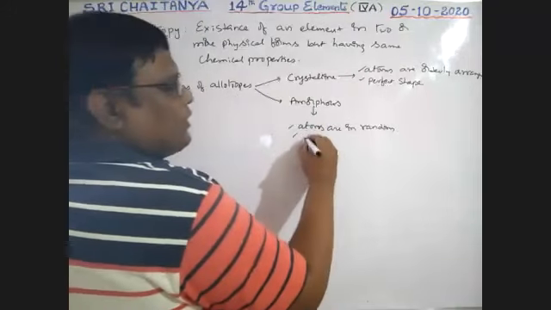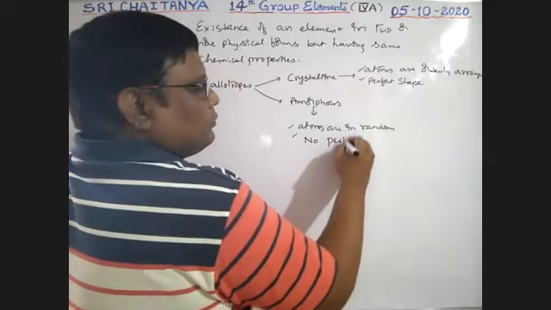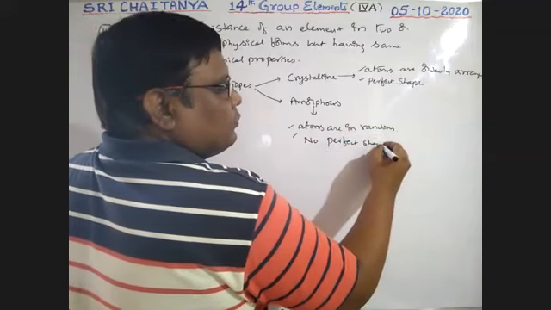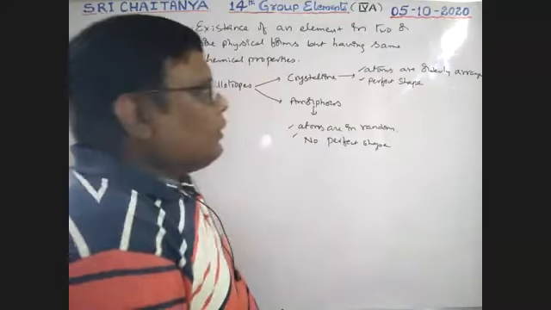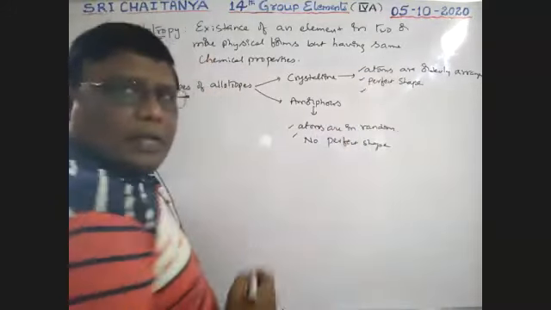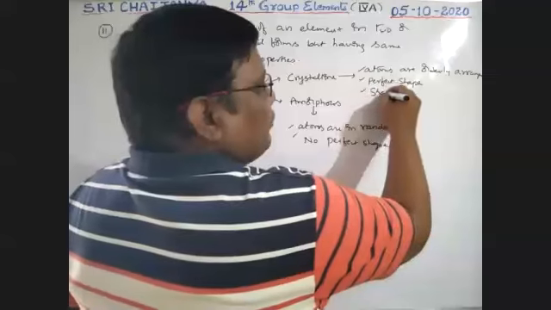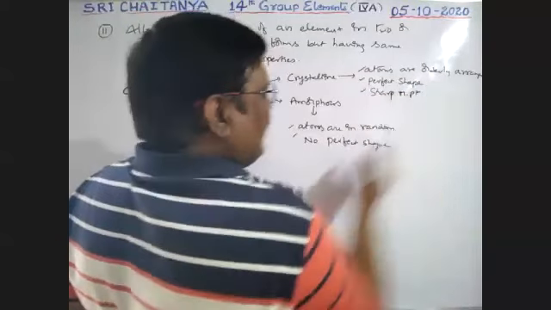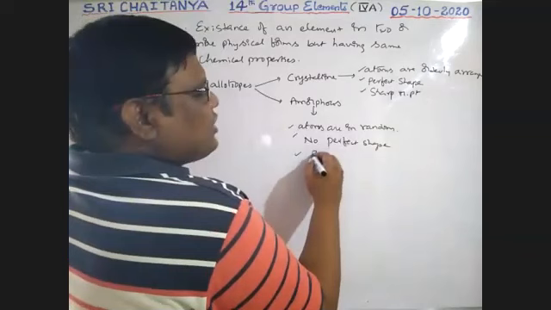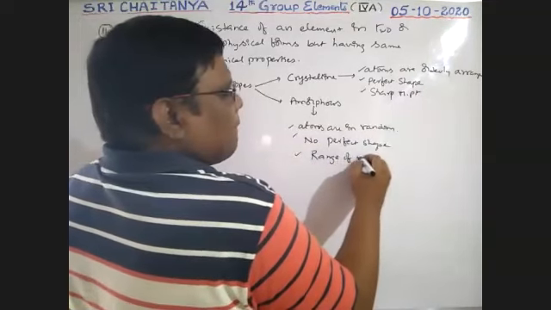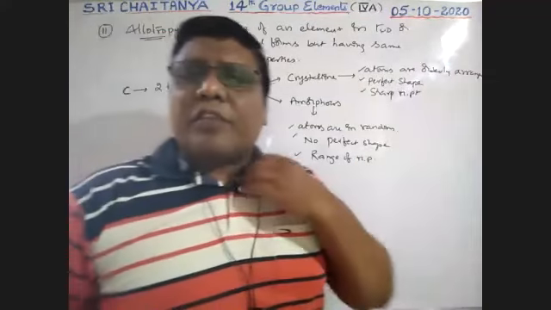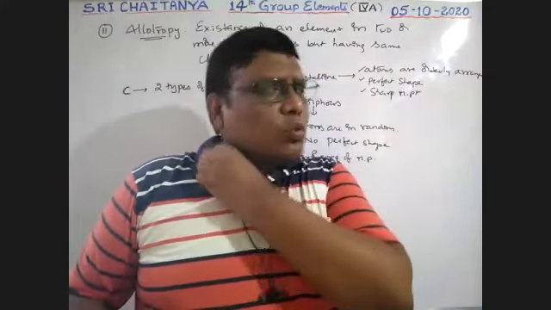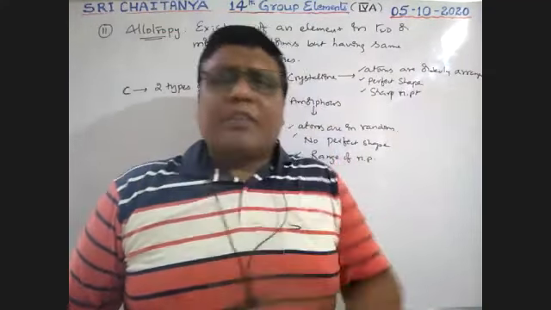Here, no perfect shape, or powder like. Next, crystalline form has a sharp melting point. But here, that is a range of melting. This is the major difference between crystalline forms and amorphous forms. So carbon can give these two types of allotropes, both crystalline forms and amorphous forms. Let us observe one by one.